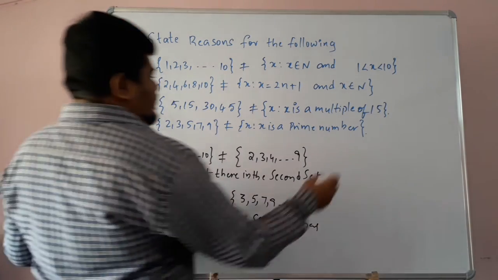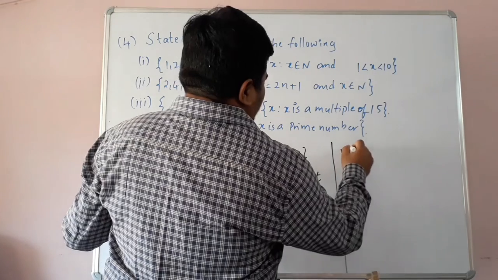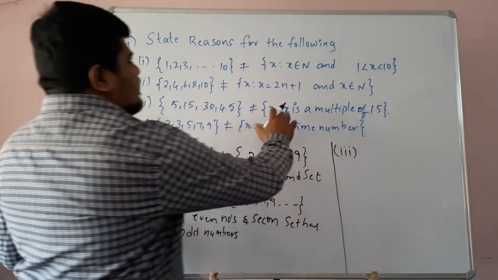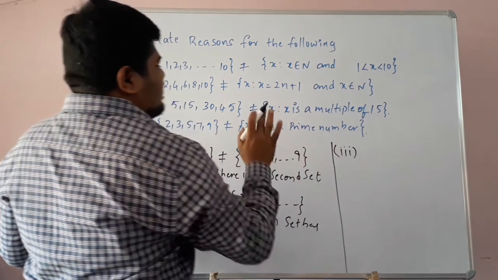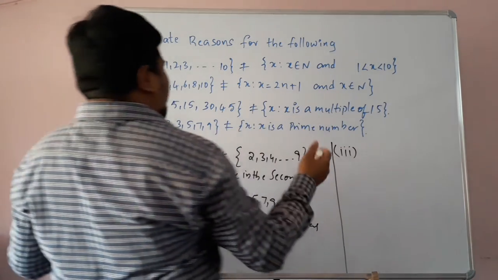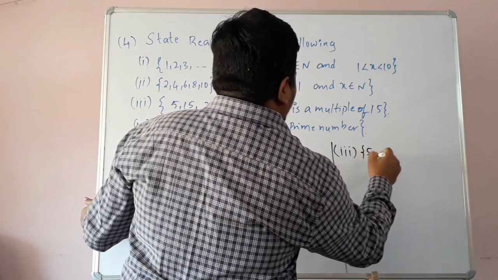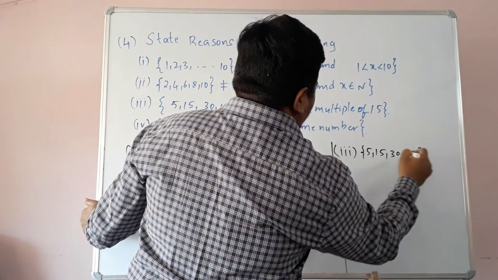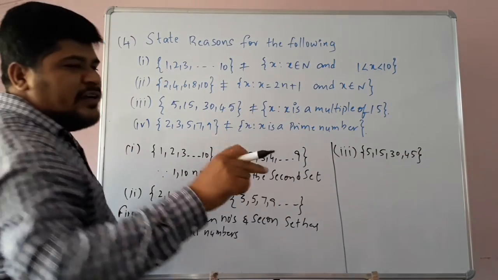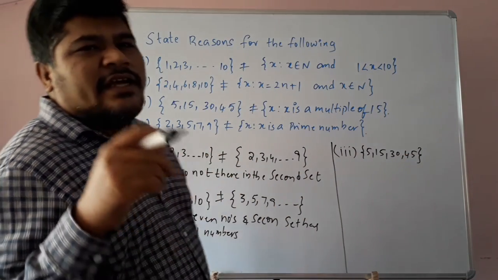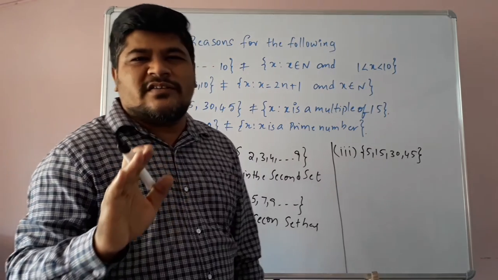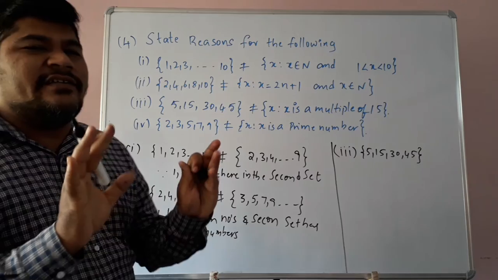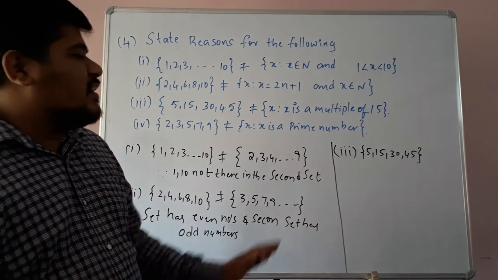Now let's see the third problem, children. What is there here? {5, 15, 30, 45}. The second set is {x such that x is a multiple of 15}. So the first is 5, 15, 30, 45, a finite set, the number of elements countable. We discussed what is a finite and infinite set. In a set, if the number of elements is countable, that is called a finite set. If not, infinite set. So 5, 15, 30, 45: limited, countable elements are there in this set.